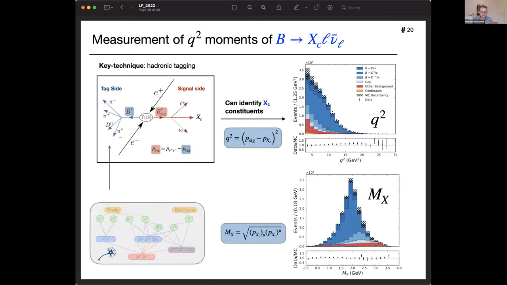Okay, but no one has measured these q² moments. So we went about that, and the key technique is very similar to the B→Xu l ν analysis. We use hadronic tagging so we can identify the hadronic X system and then calculate q² from that. And then I'm also able to do a background subtraction in MX. You can see the two distributions after the selection on the right-hand side, and you see that it's basically B→Xc l ν dominated already, with other backgrounds also there. One subtle thing: one wants to measure this with the lowest possible lepton momentum selection, because only then is one very inclusive in q².